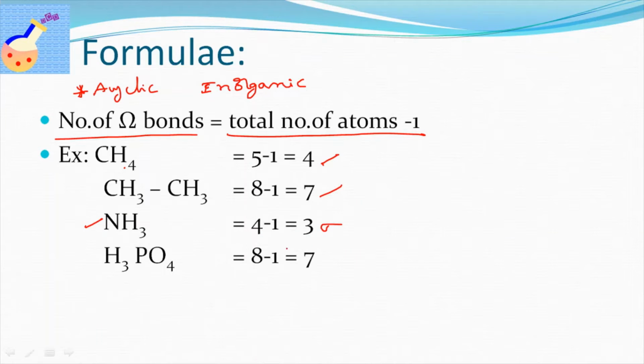3 sigma bonds. And if you take H3PO4, sometimes this type of molecules are given. At that time, the structure may not strike you. So you can use this formula without any doubt. See here, how many atoms? 3 plus 1, 4, 4 plus 4, 8. 8 minus 1, 7 sigma. That's it. You can easily solve, right?